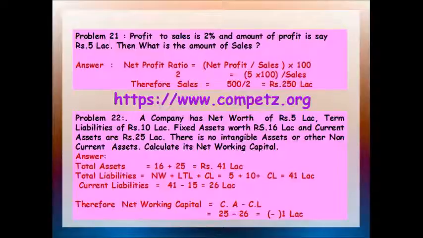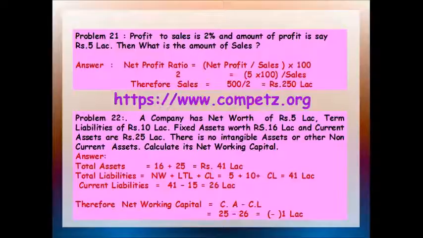So friends, to calculate net working capital, we have just studied: current assets minus current liabilities. So current liabilities is missing here. We will calculate the current liabilities first, then we will do current assets minus current liabilities. So first calculate total assets. What are the total assets here? Intangible is not given. So fixed assets is 16 and current assets is 25. You will get INR 41 lakhs as your total assets.